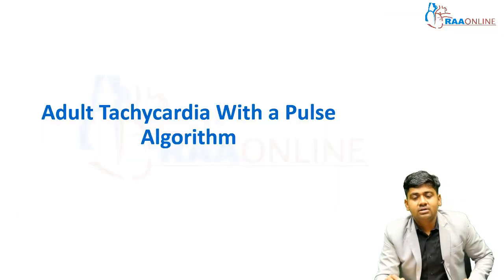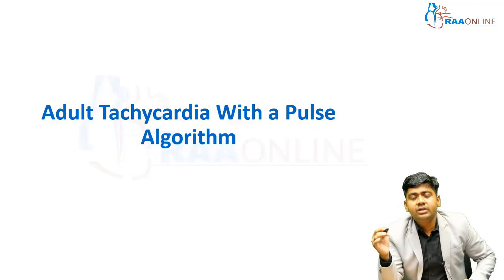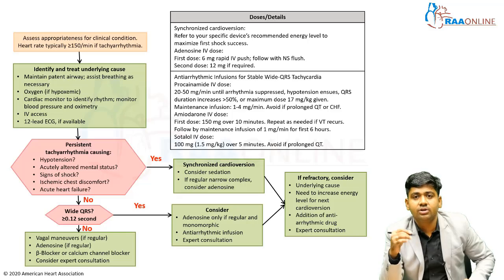Adult tachycardia with a pulse algorithm. Whenever you get VT or VF, they don't have any pulse, so that is considered a cardiac arrest. But when you are getting an adult tachycardia patient with a pulse, you have to follow this algorithm.